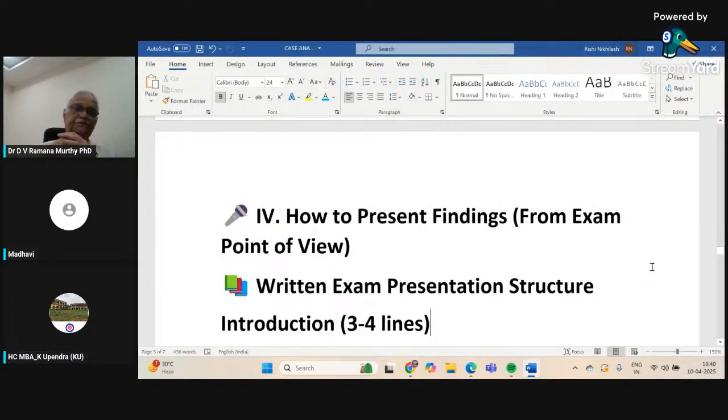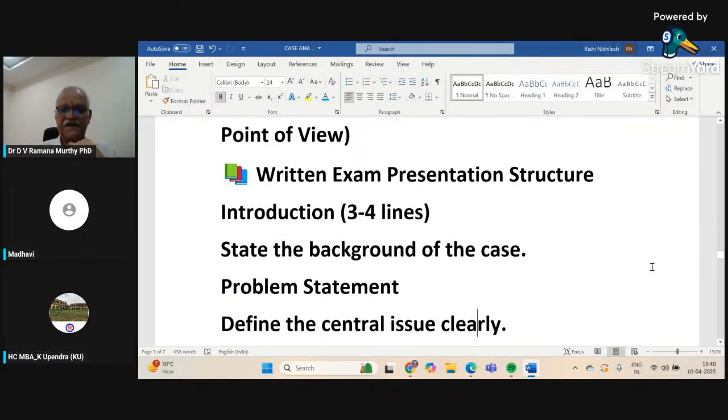Fourth one, your presentation comes now. See the homework, the first three steps. If you are good enough in those steps, with the professional excellence of reading, identifying the problem, analyzing the problem clearly, and working out alternative solutions, fact based and data based, you come to the fourth point: how to present your findings. I'm talking from the examination standpoint only.